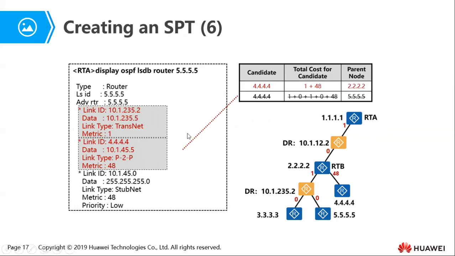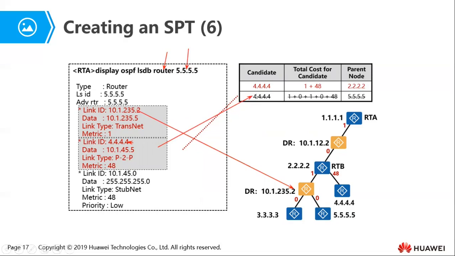So now we consider router 5. We look at the router LSA of router 5. Router 5 is connected to this one that is already on our SPT, so we don't need to consider it again. It's also connected to 4, and 4 is not on our SPT. So we have to add 4 in our SPT.